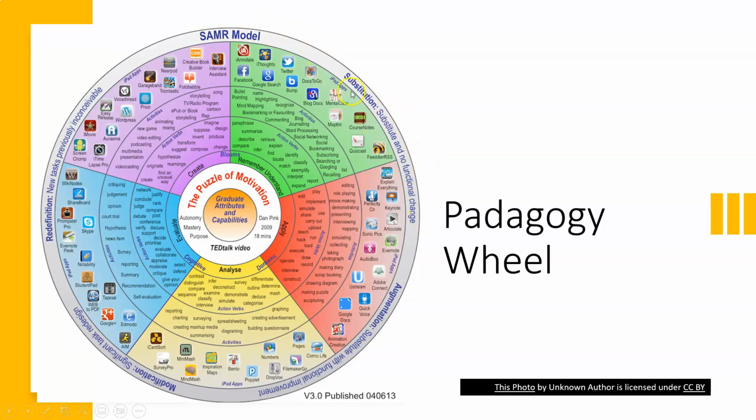Substitution is the simplest form, where you're just substituting the technology for a functional change. And again, these are at the lower levels of Bloom's taxonomy. Augmentation is when you're substituting with some functional improvement. So there's something that's a little bit more involved.